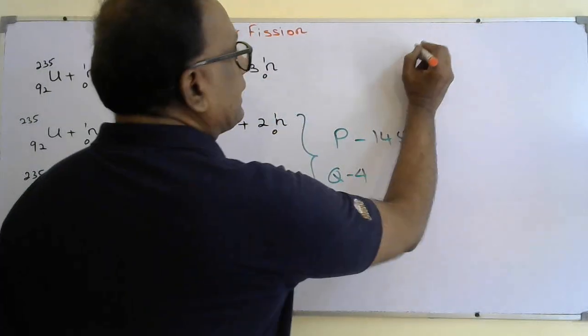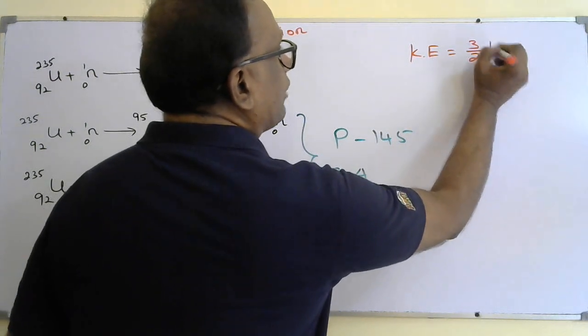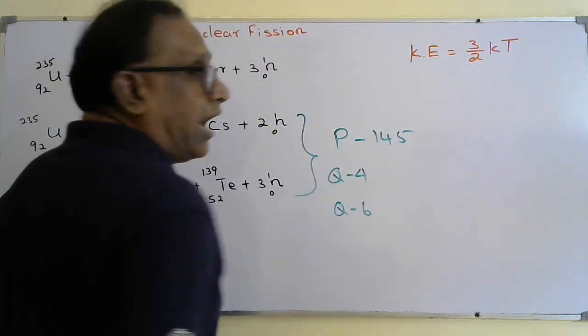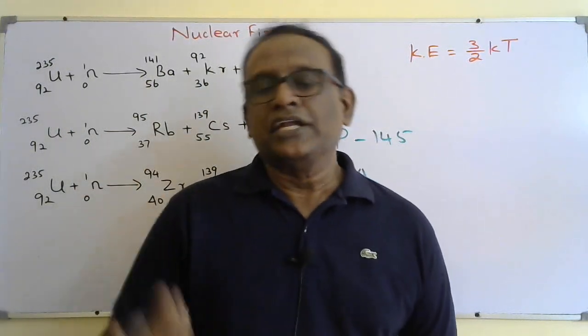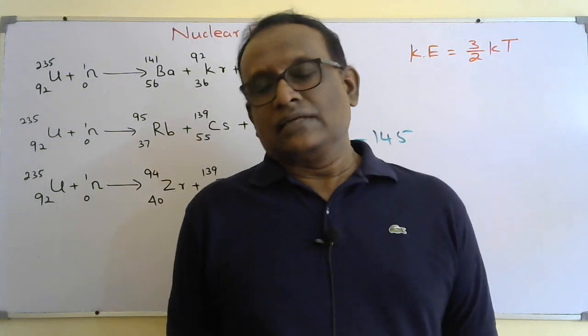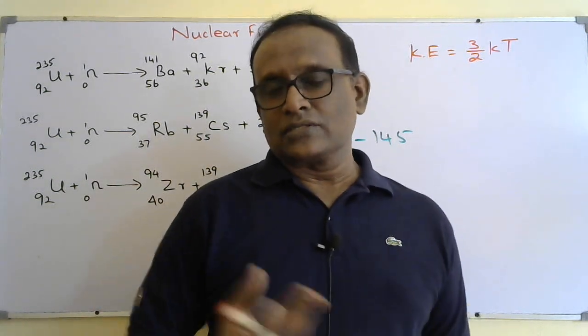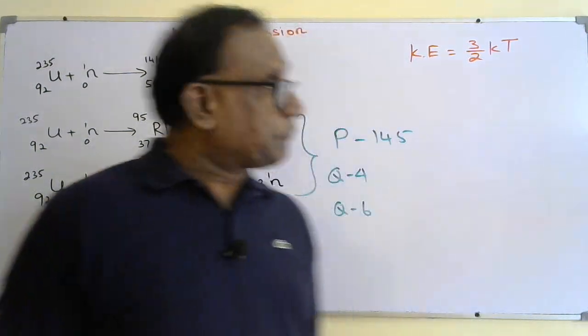We can find the kinetic energy of the neutron by using 3/2 kT, what we use in thermal physics, the mean kinetic energy of an ideal gas. Here the neutron, we can imagine, is like a neutral ideal gas particle, because its charge is 0. We can approximately use this.